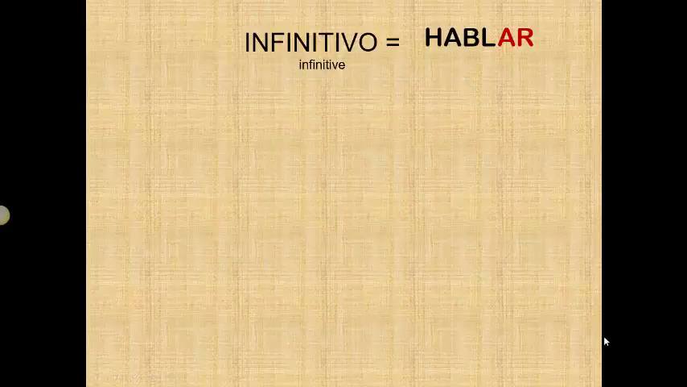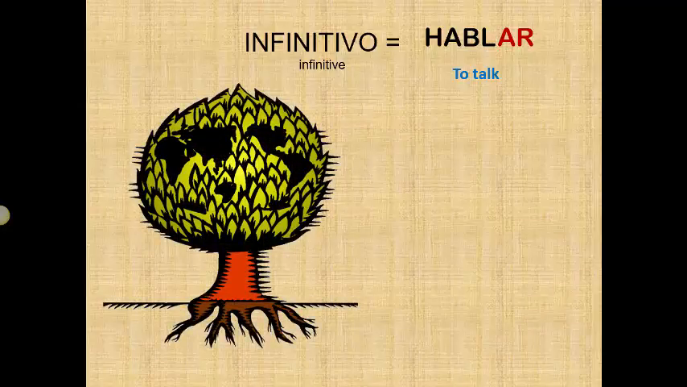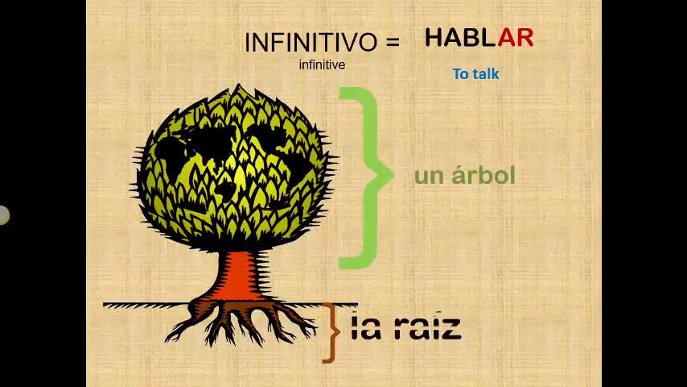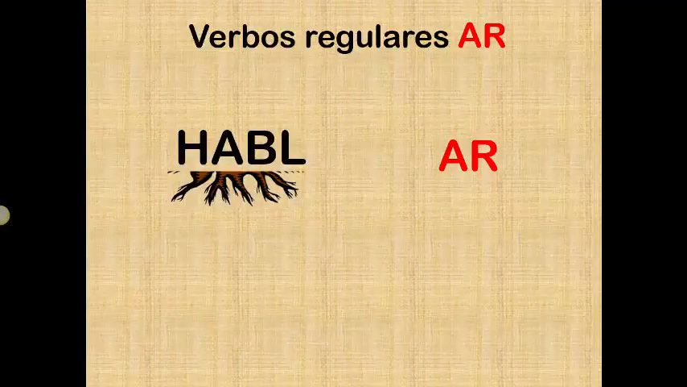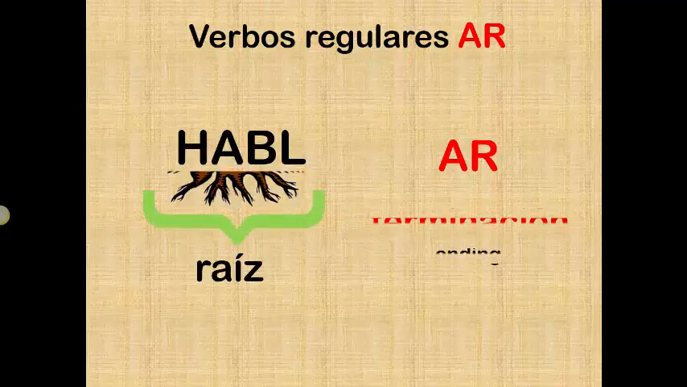So we've looked at the infinitive, an infinitivo, like hablar, meaning that the verb ends in AR, ER or IR. Those are the endings. Okay, so what we've got here is a tree, an árbol, and the bottom part of the tree is what we call la raíz, the root of the tree. We can say the same thing about verbs: verbs have a root, which is the main part of the verb, and then they have an ending. So we have la raíz, and then we have la terminación, which is the ending.